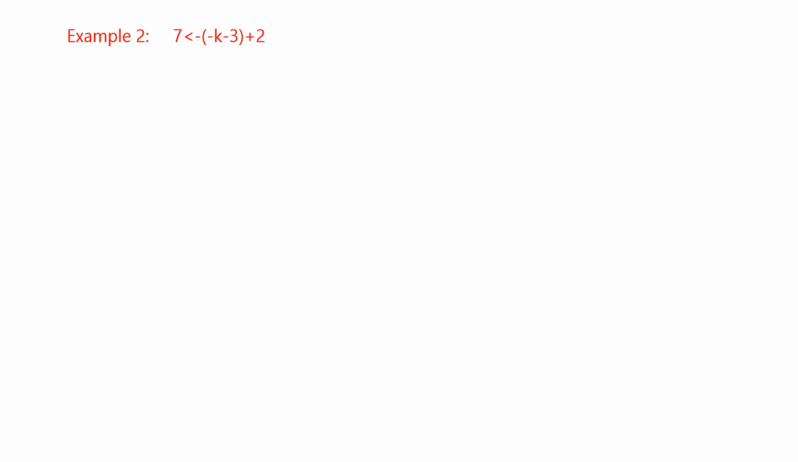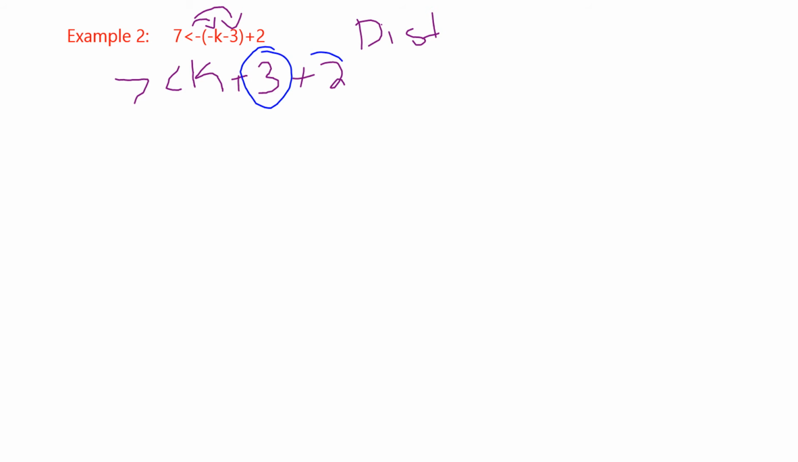Example number 2 is 7 is less than negative k minus 3 plus 2. The first thing I need to do is distributive property. So I have a negative 1 times a negative k, which is a positive k, and a negative 1 times a negative 3, which is a positive 3, plus 2, less than 7 in the beginning. Now I'm going to combine like terms. I have a positive 3 and a positive 2, which is a positive 5.